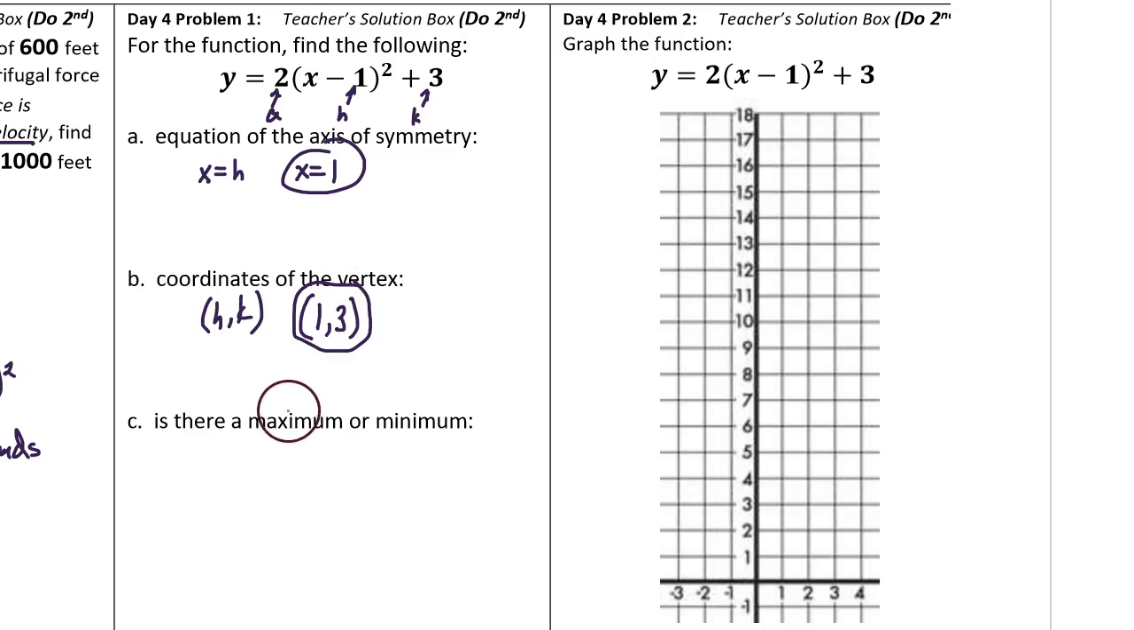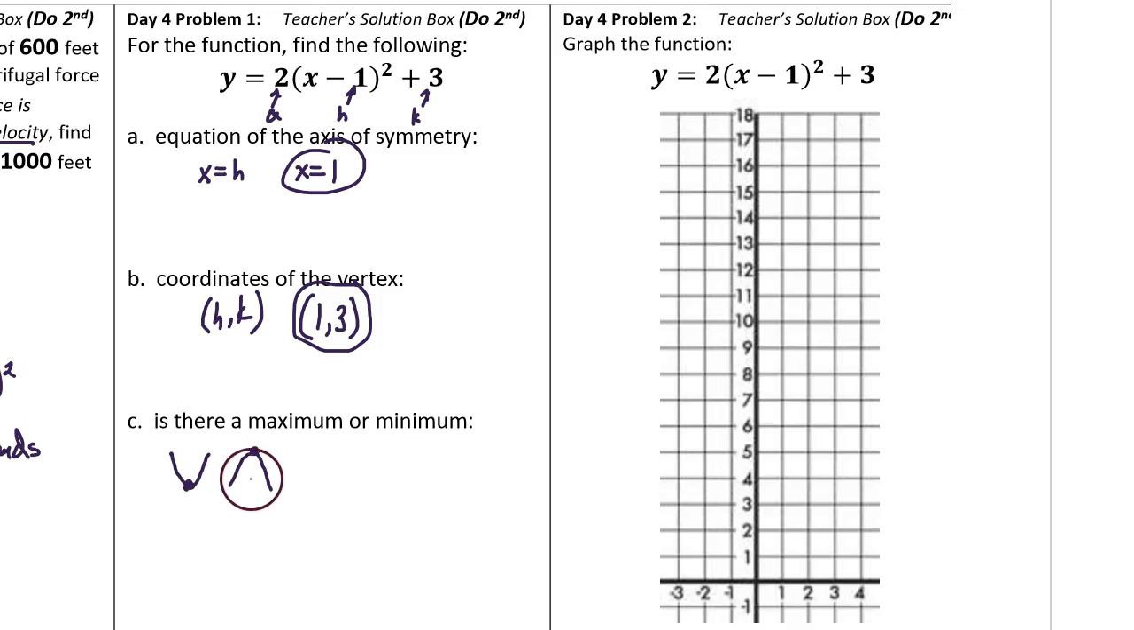Then we're asked, is that vertex dot a maximum or minimum? This gets at whether the parabola opens upwards like this or opens downwards like this. If it's the first situation, the vertex is the lowest point or minimum point on the parabola. But if it's the second one, the vertex is the highest point or maximum point on the parabola.